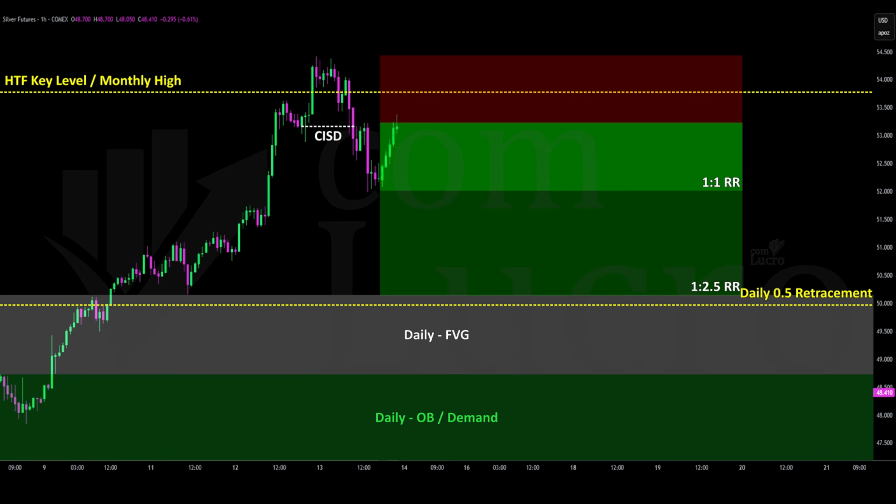As we can see, price eventually retraces back into the 50% area, triggers the entry, and then delivers a strong bearish expansion, ultimately reaching the 1-to-2.5 target.